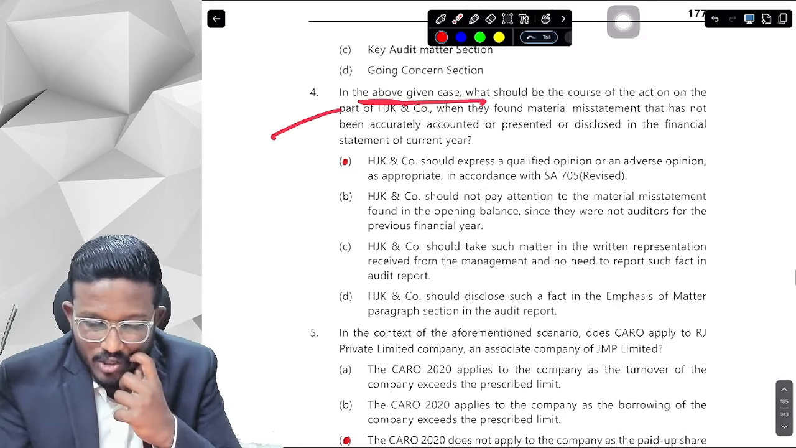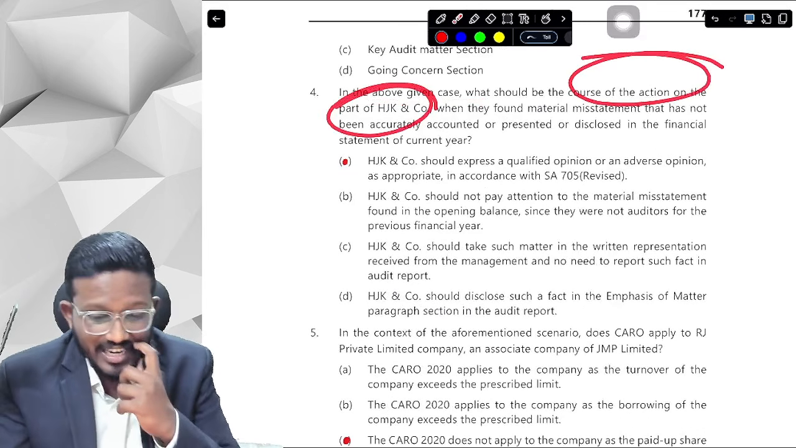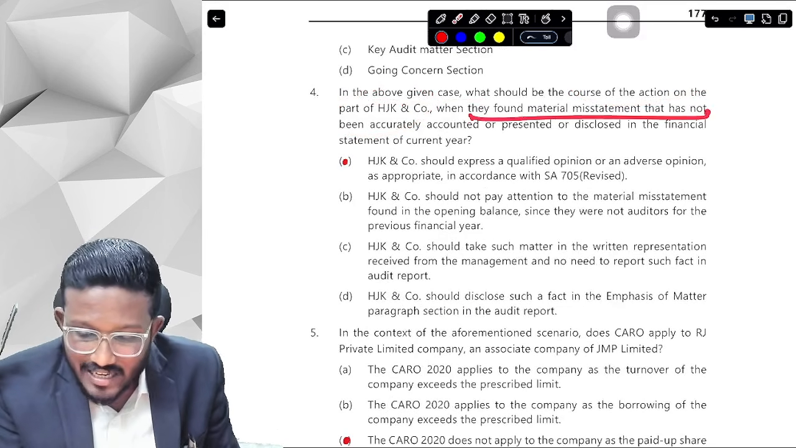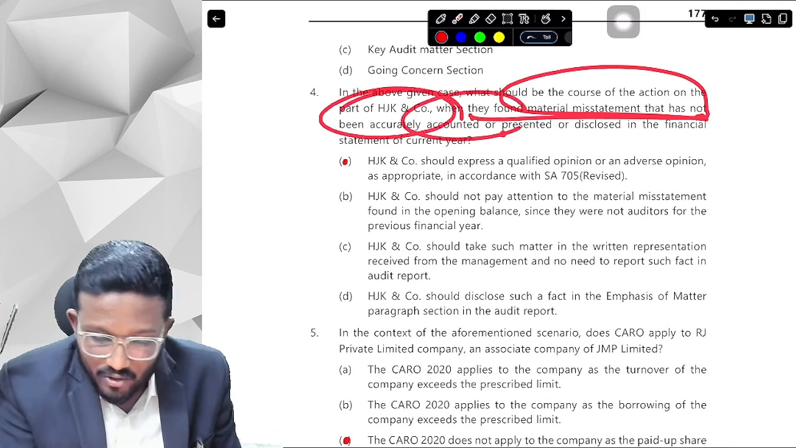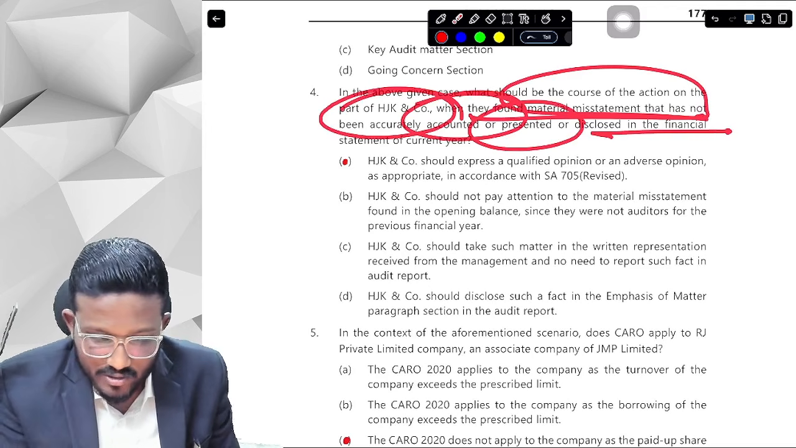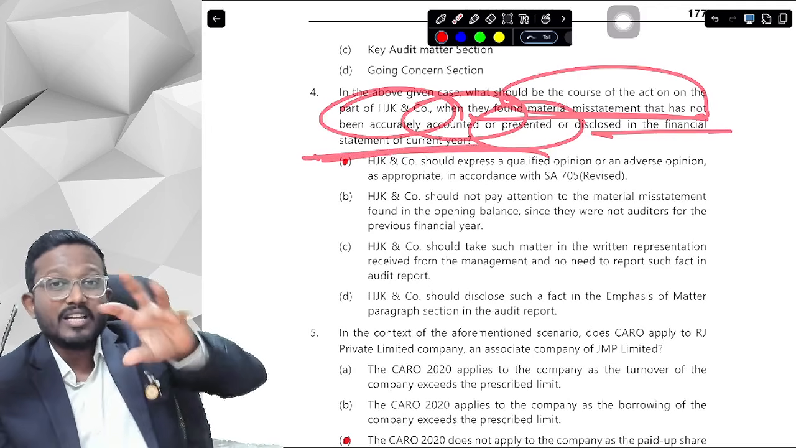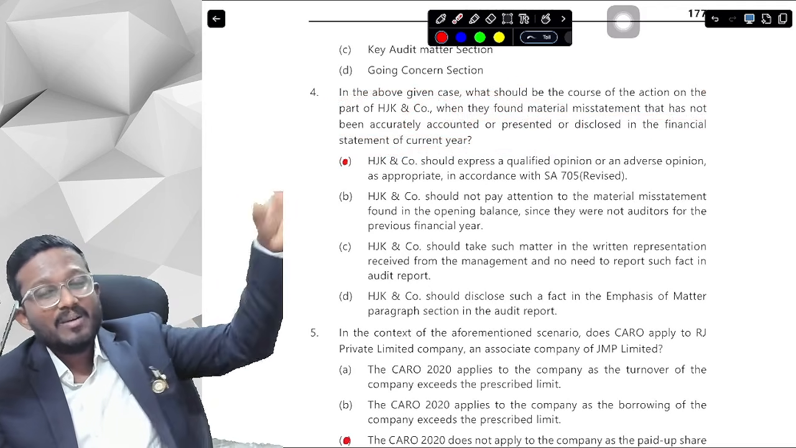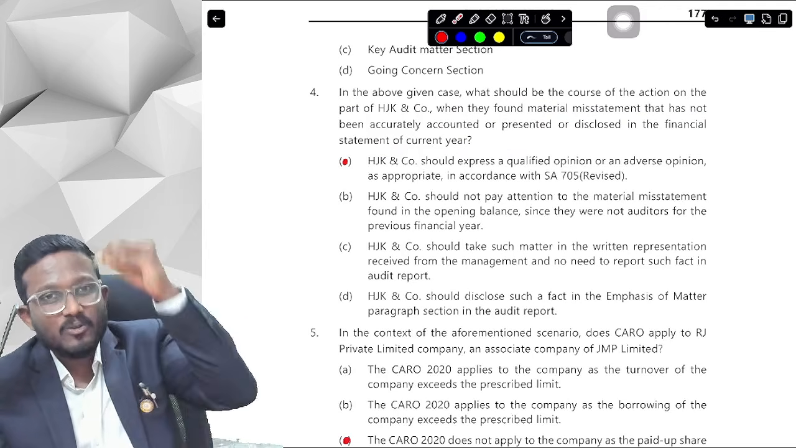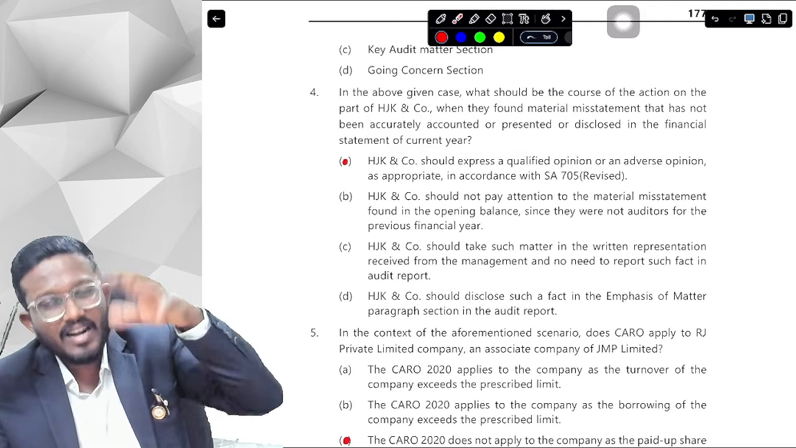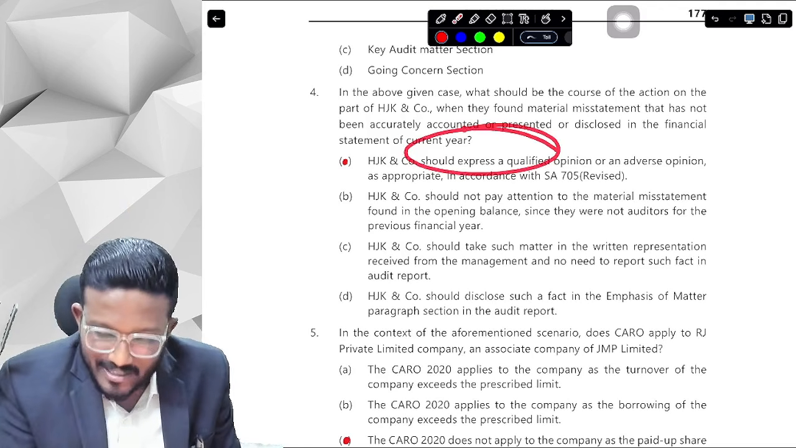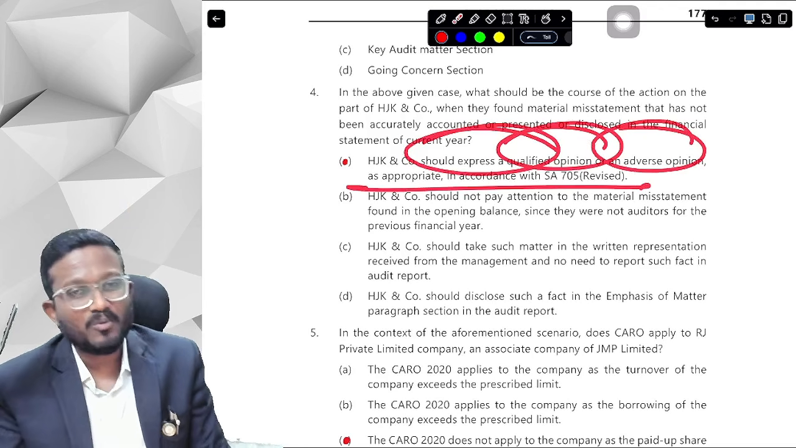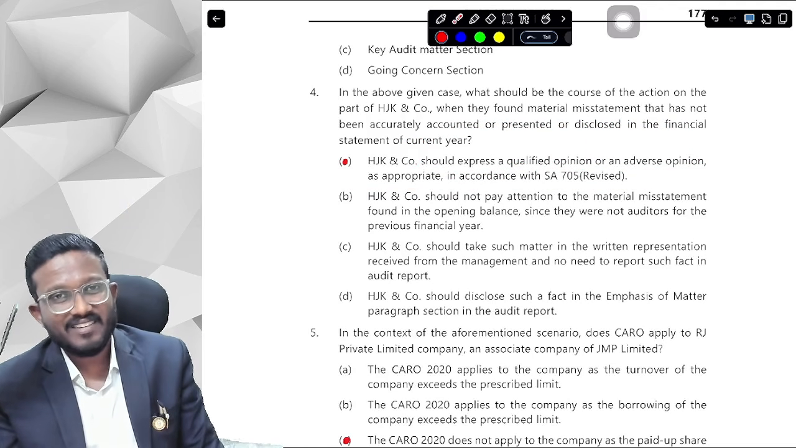Fourth is, in the above given case, what should be the course of action on the part of HKJN company when they found a material misstatement has not been accurately presented or disclosed in the financial statements of the current year. So there was a material misstatement in the previous period, but it was not accounted or disclosed in the financial statements of the current period. Now what should we do, sir? We should express a qualified opinion or adverse opinion as appropriate as per SA 705.